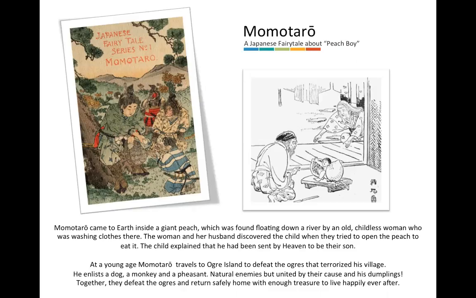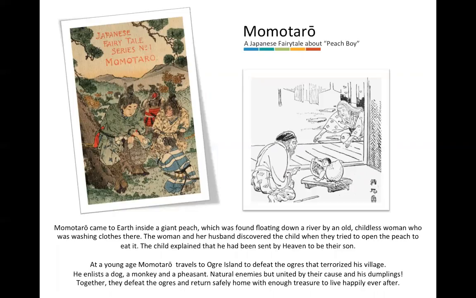The story of Momotaro is about an elderly couple that were childless. And whilst one day the elderly woman was washing her clothes in the river near her home, in the stream nearby where she lived, she saw this giant peach floating through the stream.